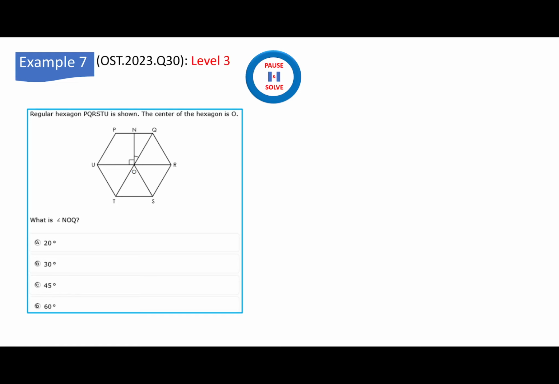Example 7. This is a very interesting example. Regular hexagon, PQRSTU, is shown. The center of the hexagon is O. What is the measurement of the angle NOQ? So this is the one you need to find. This small one right here. Obviously, they give you 20, 30, 45, 60. I mean, you can eliminate 60 for sure. 45, you have some doubts about that. So you have to do the work.